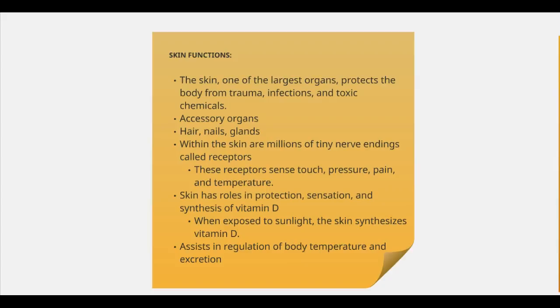The skin has roles in protection, sensation, and the synthesis of vitamin D. When the skin's exposed to sunlight, the skin synthesizes vitamin D. So we actually need sunlight to synthesize this vitamin D and to regulate some of our other body processes. The skin also, lastly here, assists in the regulation of body temperature and excretion. So imagine how cold we would be if we had no skin protecting us. It would be pretty miserable.